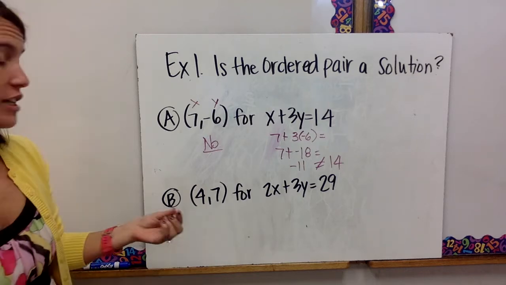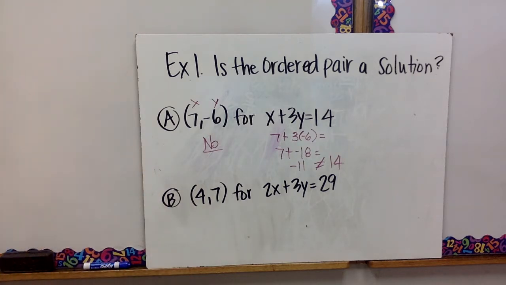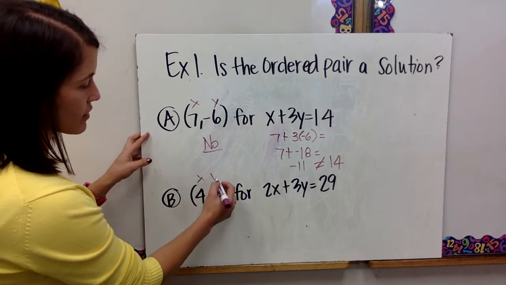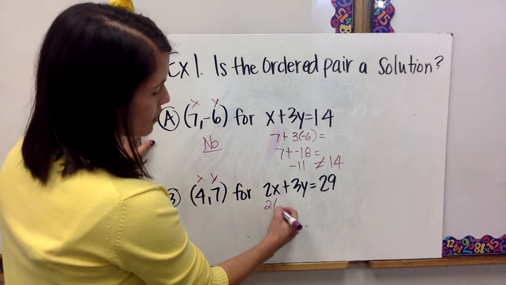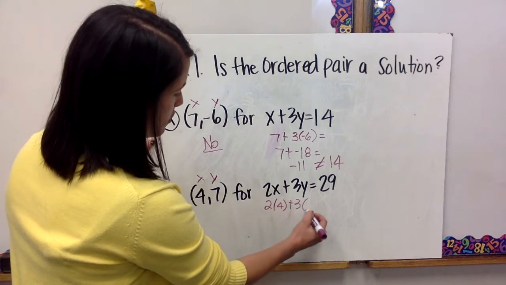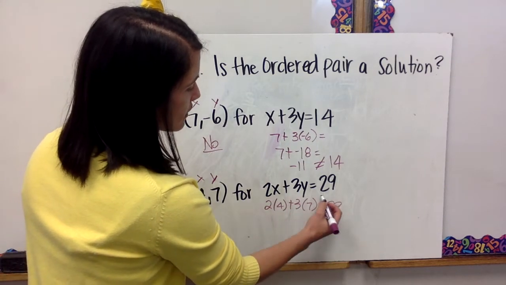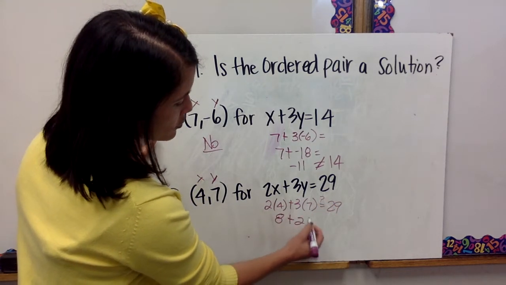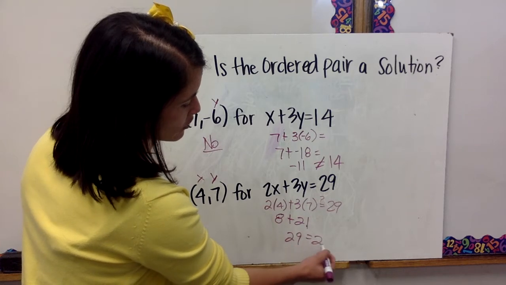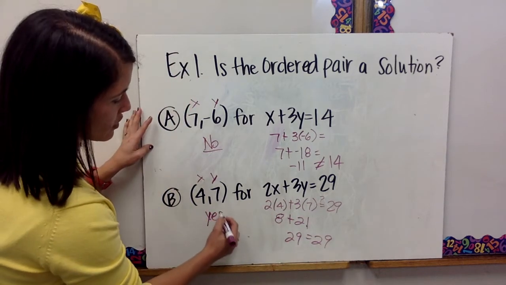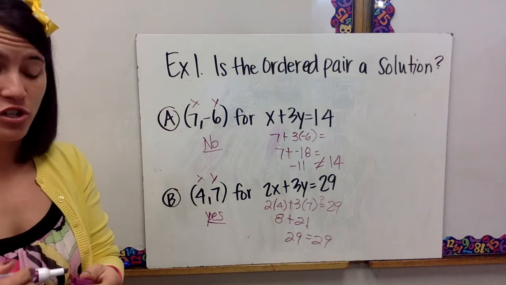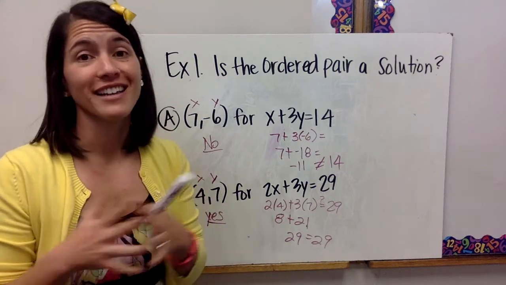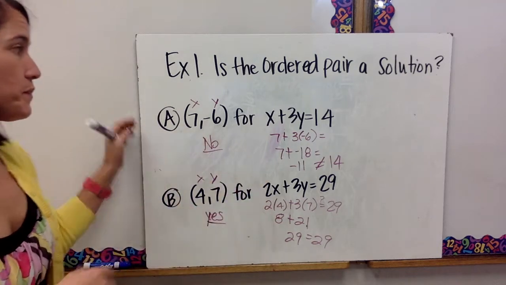Let's try B together. Is 4, 7 a solution for this equation? So this is your x and y. Let's plug it in. 2 times 4 plus 3 times 7, and does that equal 29? 8 plus 21, and 29 equals 29, so the answer is yes. That is a solution because it makes my equation true. It might not be the only solution, but it is a solution to the equation.